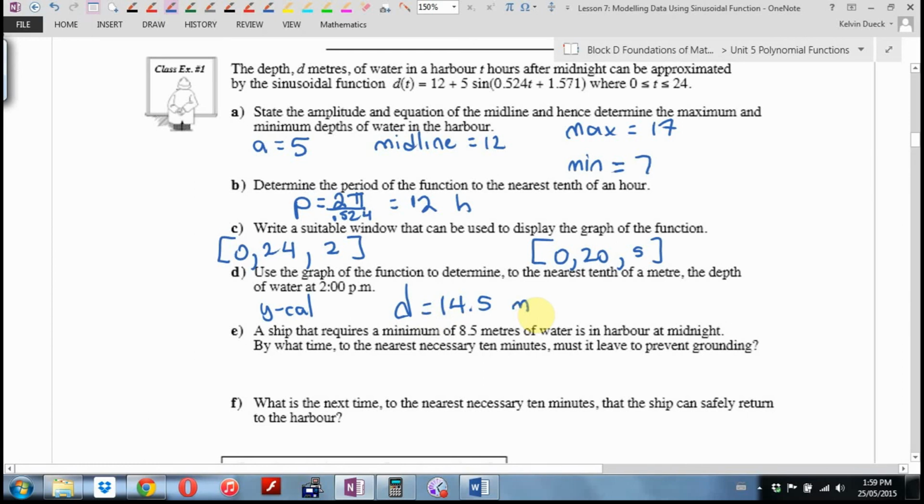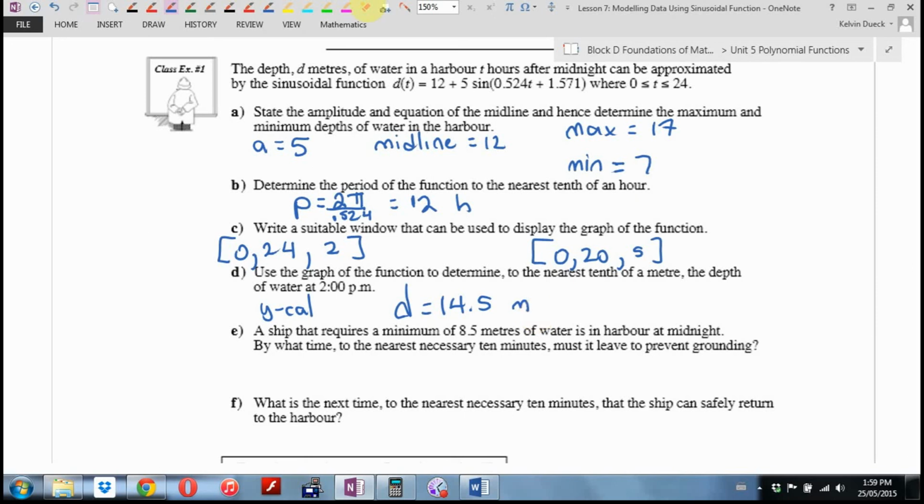Part E says a ship requires a minimum of 8.5 meters of water. It's in harbor at midnight. By what time must it leave to prevent grounding? Do they want me to find an X value or a Y value when they say by what time?